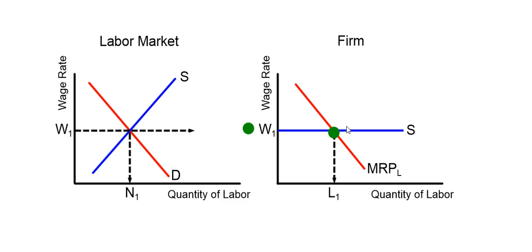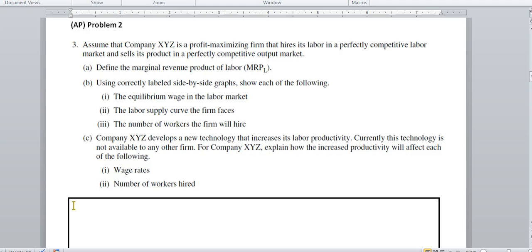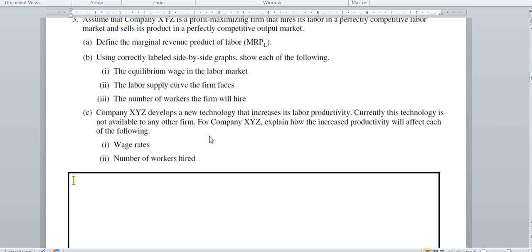Now, what else do we need to do here? Let's go back. Company XYZ develops a new technology that increases its labor productivity. Currently, this technology is not available to any other firm. For company XYZ, explain how the increased productivity will affect each of the following: the wage rates and the number of workers hired.